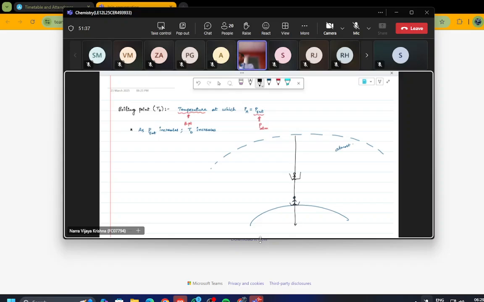If P external decreases, what happens to the boiling point of water? Means if water boils here at approximately 100 degrees centigrade, here water definitely boils at 99.6 degrees centigrade. If I move further, it may boil at minus 23 degrees centigrade. Yes or no? And if I keep on moving upward, what happens to P external? It keeps on decreasing.